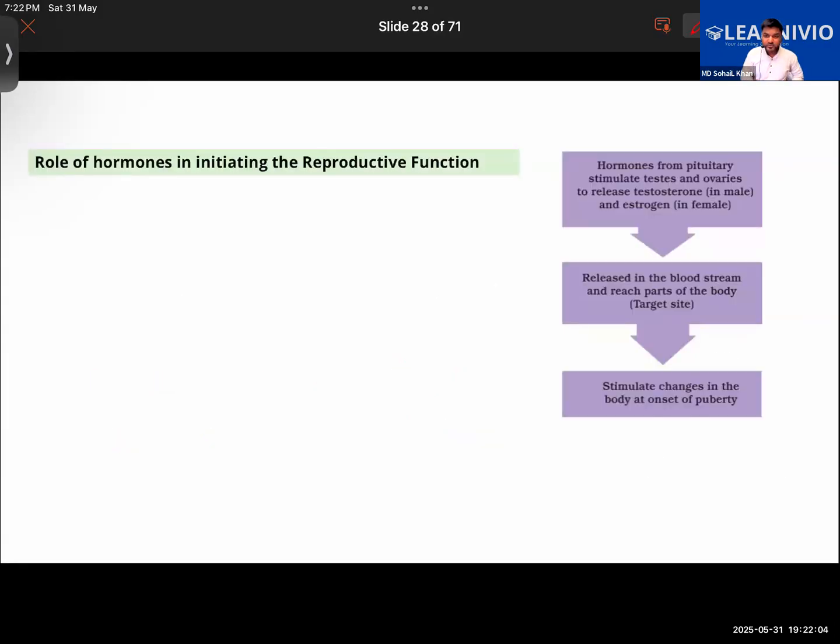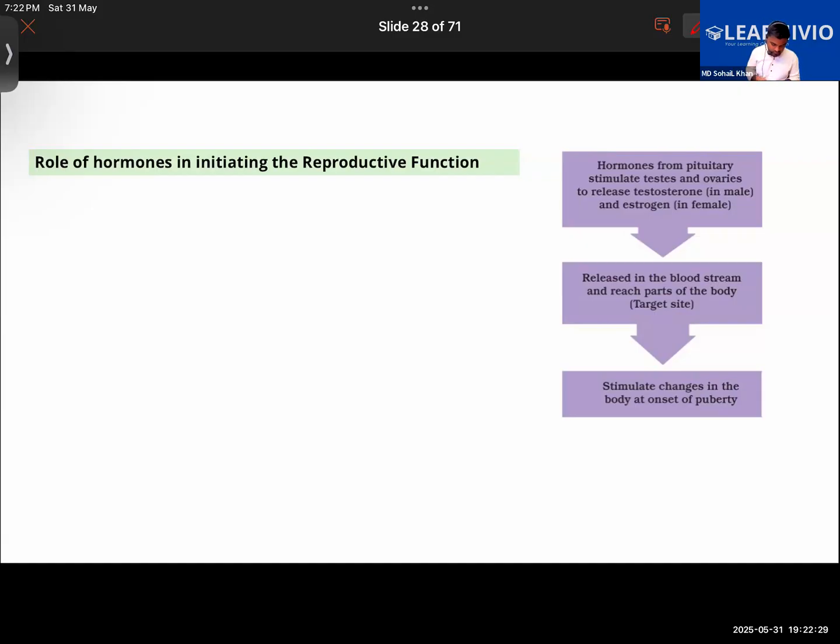Hormones from the pituitary gland stimulate the testes and ovaries to release hormones. The testis releases testosterone in males, and the ovaries release estrogen in females. The pituitary gland is present in the brain, and it secretes hormones that reach the testis and ovary and stimulate them.